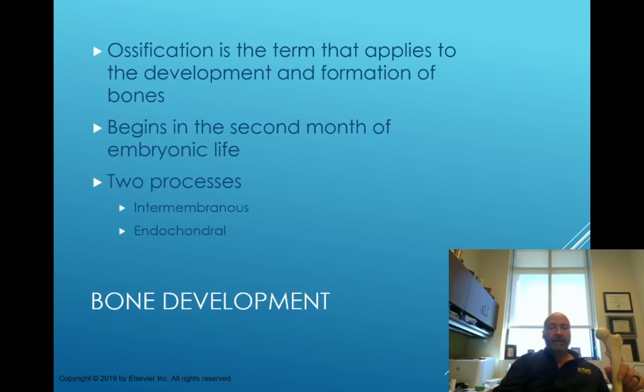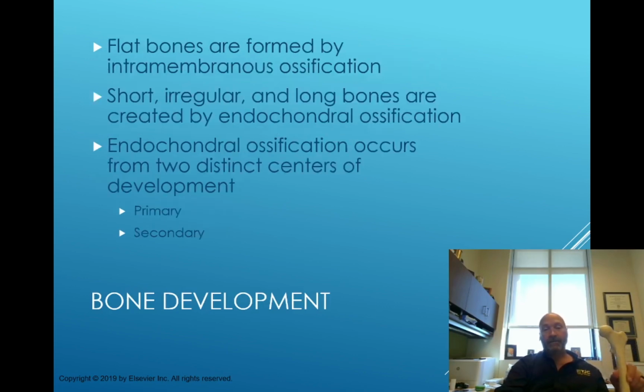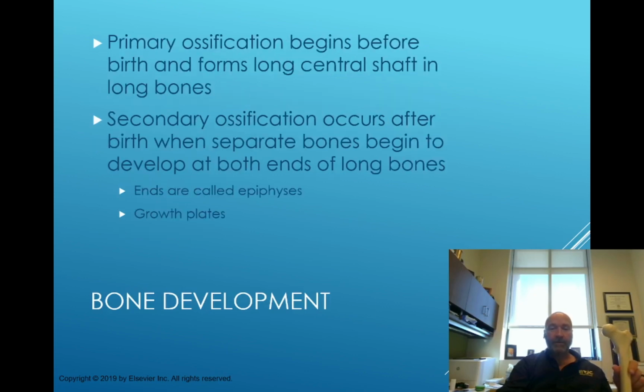So ossification is just the development of bones, and it begins in the second month of embryonic life. And there are two different processes, intramembranous and endochondral development. And that's really pretty much everything that, for our purposes, you're going to need to know about that. So I'm going to go on through into bony development after birth.